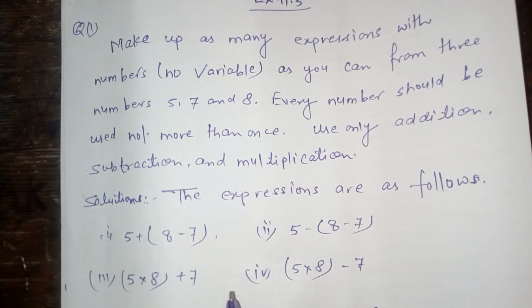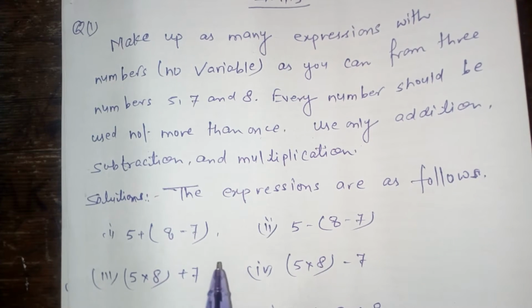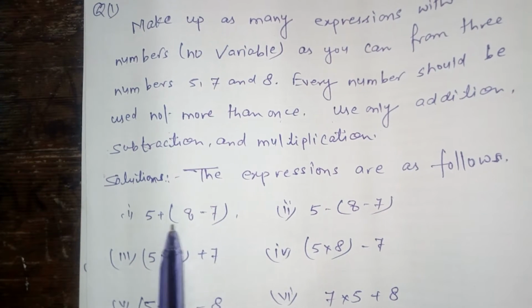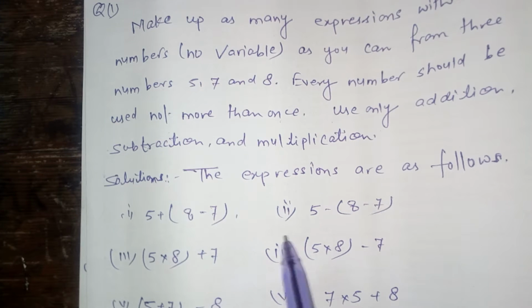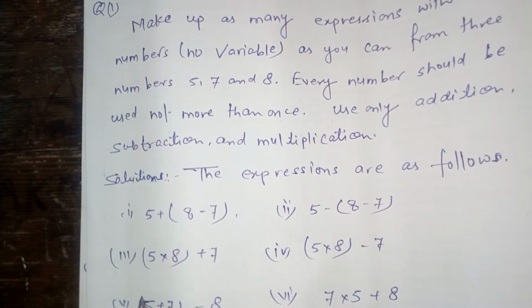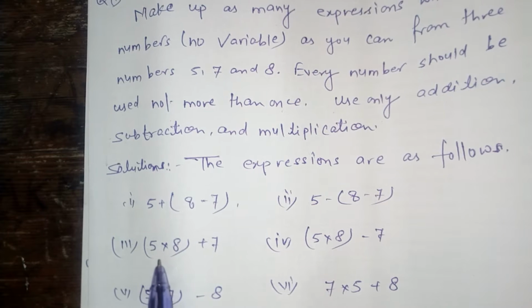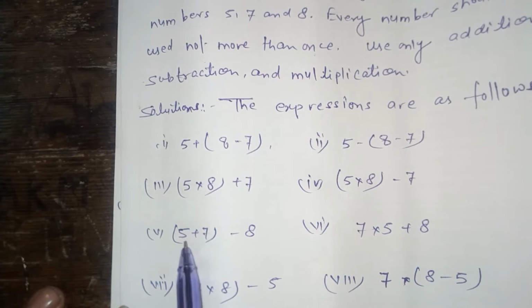Okay, my dear students, the expressions are as follows. The first will be 5 plus in bracket 8 minus 7. Your second expression is 5 minus in bracket 8 minus 7. Third expression is in bracket 5 into 8 plus 7. Fourth expression is in bracket 5 into 8 minus 7. Fifth expression is in bracket 5 plus 7 minus 8.